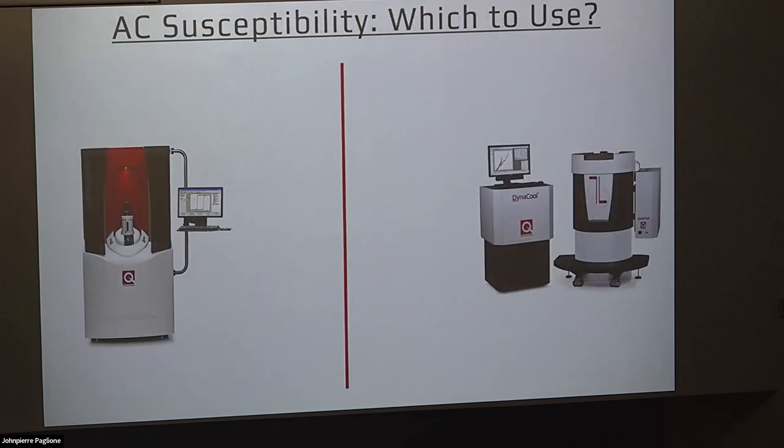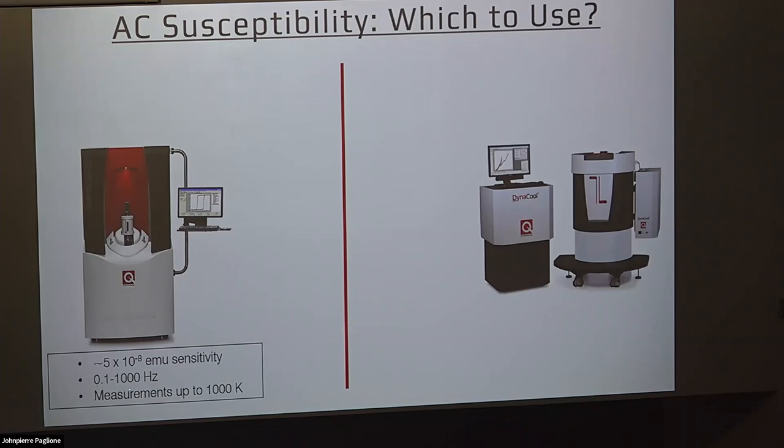We'll get there. Which one to use? That was the next thing. So on the MPMS-3, we can only go up to 1,000 hertz, but we can go a little bit lower. It can go down to 0.1 hertz. Round numbers here, 5 times 10 to the minus 8 emu is the sensitivity. We need to be able to swing the moment around that much to be able to see it. Nice thing about this system, we can technically measure up to 1,000 Kelvin.